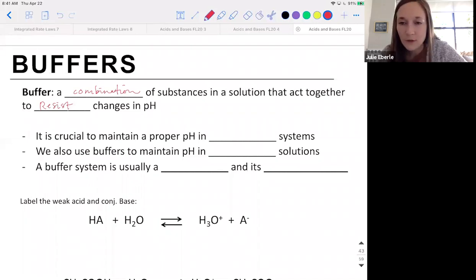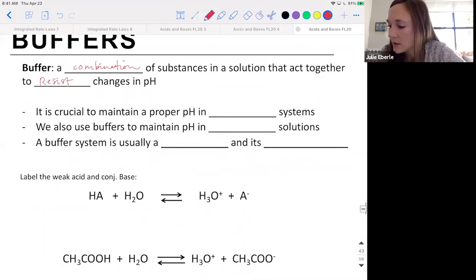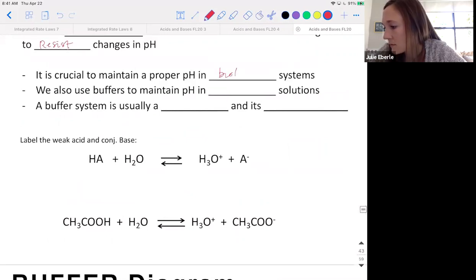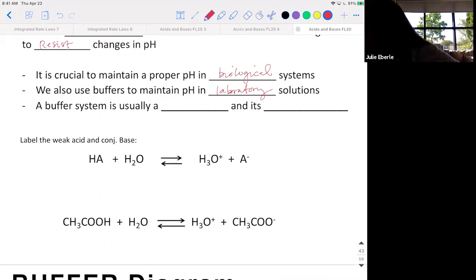All right, so buffers want to maintain a certain pH. It's crucial to do this in biological systems, in the lab. I think there should be an A there. Laboratory solutions.